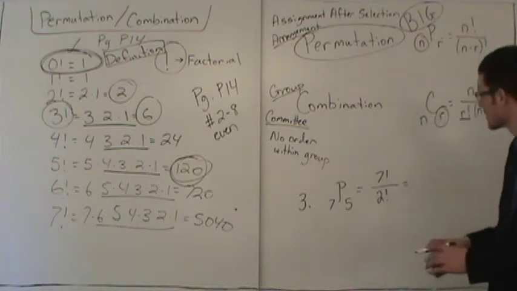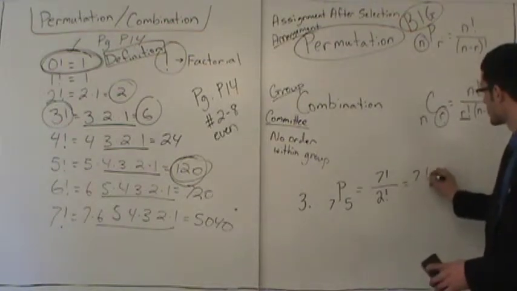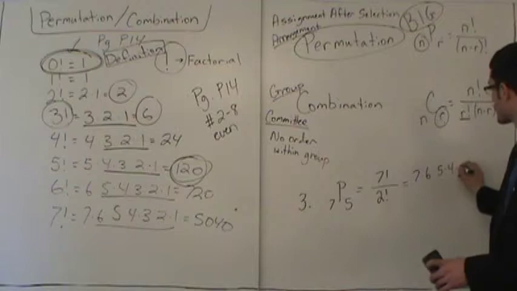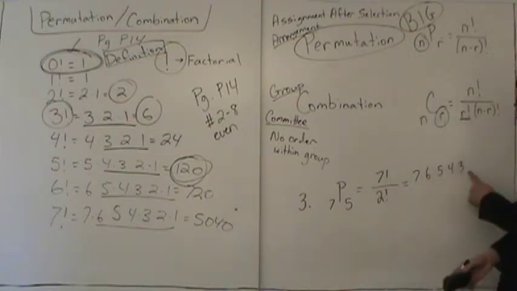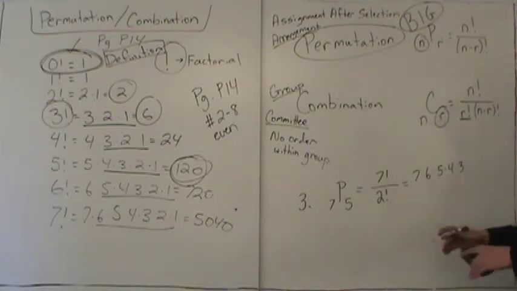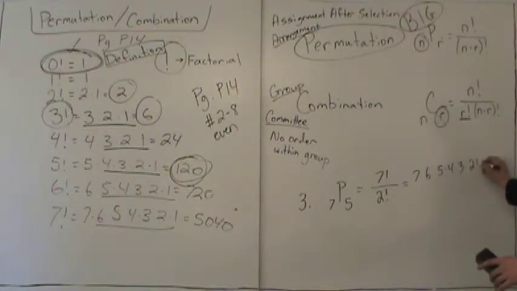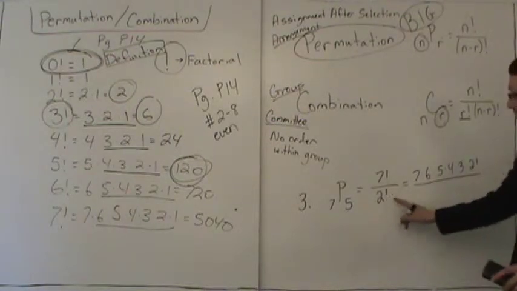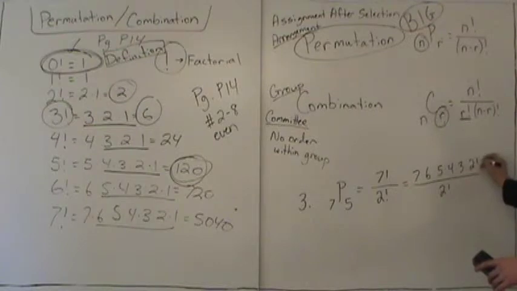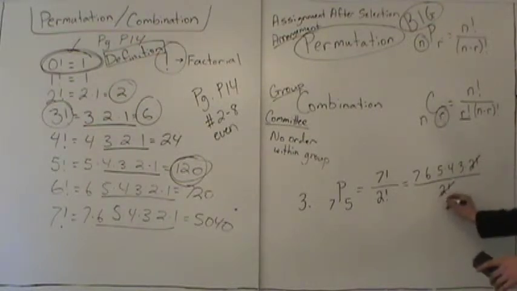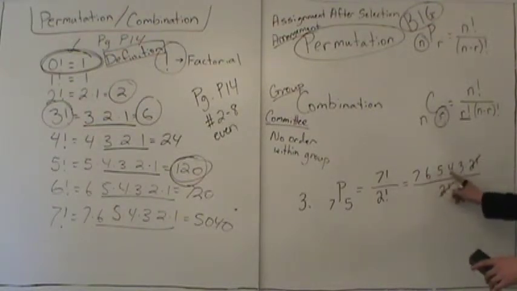Now let's save some time here. We're going to write 7 times 6 times 5 times 4 times 3 times... Do you want to write 2 times 1? No. Instead of writing 2 times 1, we're just going to write 2 factorial over 2 factorial. And notice, 2 factorial cancels with 2 factorial. And you're left with 7 times 6 times 5 times 4 times 3.